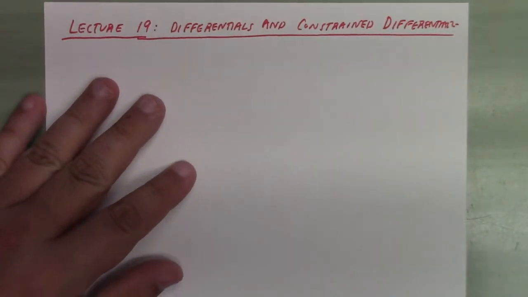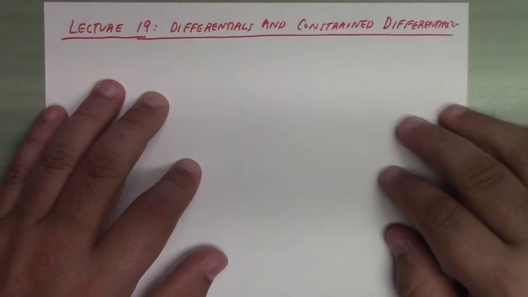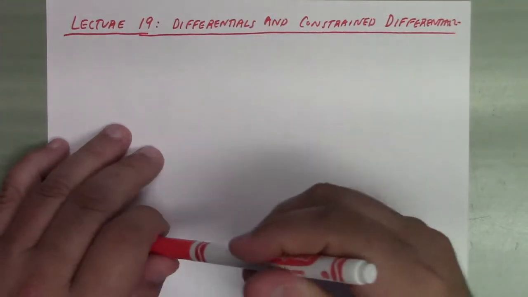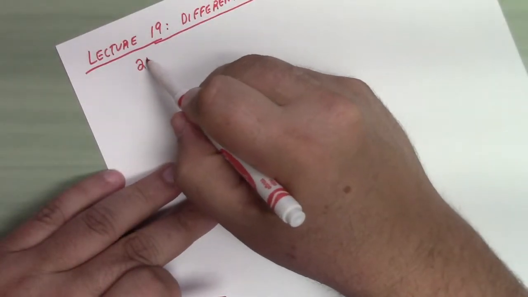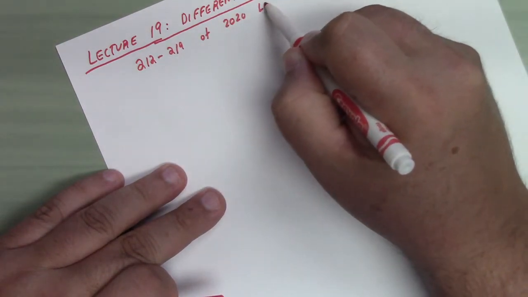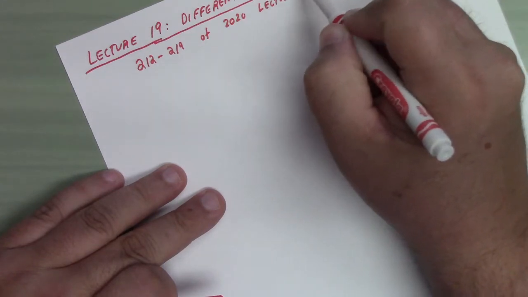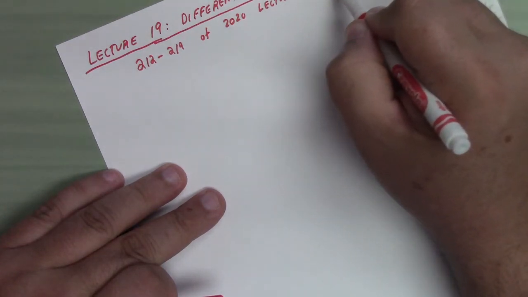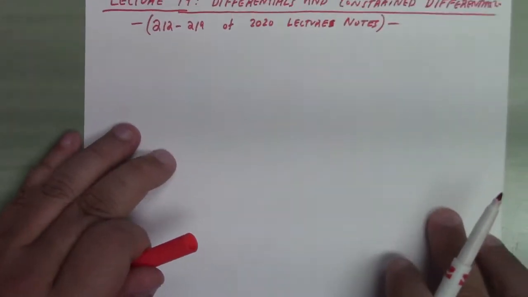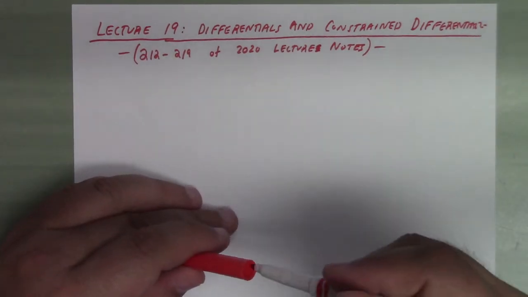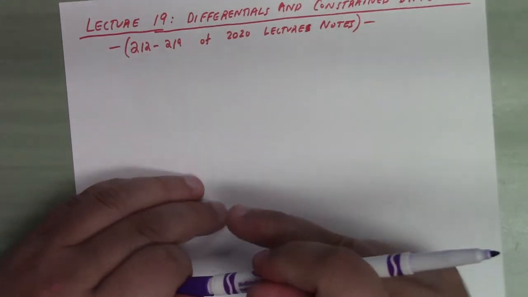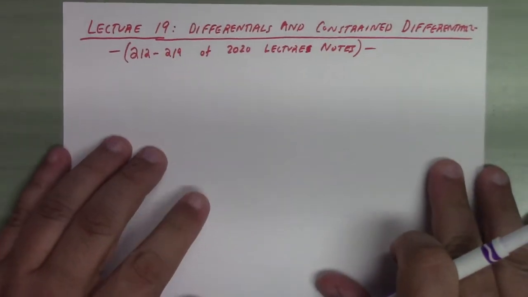So, this is lecture 19 on differentials and constrained differentiation. This is, roughly speaking, pages 212 to 219 of my 2020 lecture notes. And I will just say that there's far more detail here than probably you need for this course. So I have a lot to say about this topic, but I don't ever tend to test on it quite that much. Let me try to stick with some really simple examples just to give you an idea of how this calculus works. And so here's the basic thing.